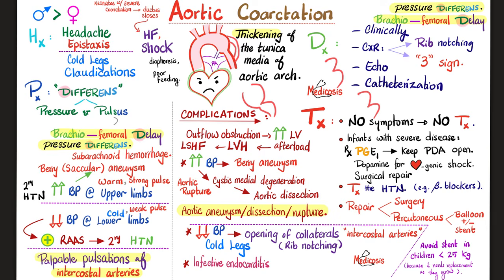Note that if you're talking about a pediatric patient who weighs less than 25 kilograms, i.e. very small, do not put a stent for the most part. Why not? Because you will need to replace the stent many times as this child grows older and older, because the aorta keeps getting bigger, but your stent stays the same in size, which means you have to change it. So every few years I gotta remove the stent and put another stent, which is a pain in the neck, in the thorax.